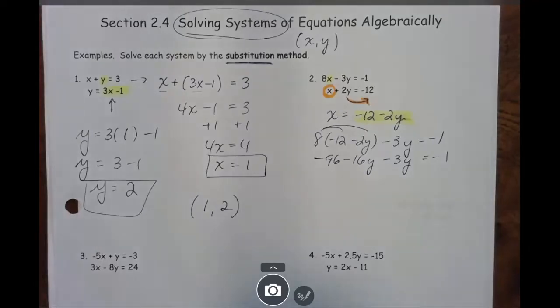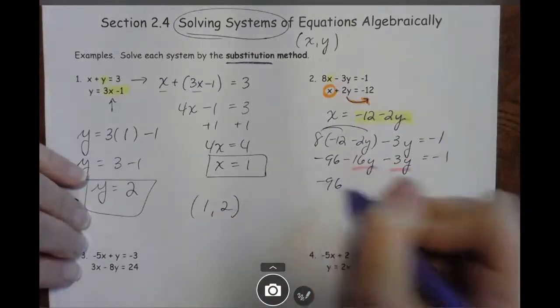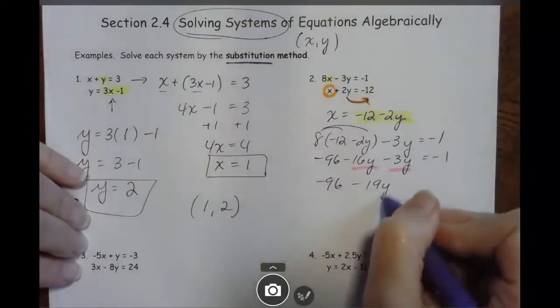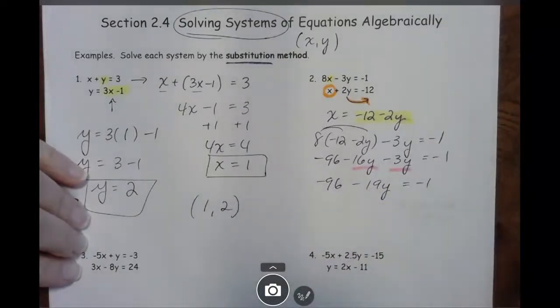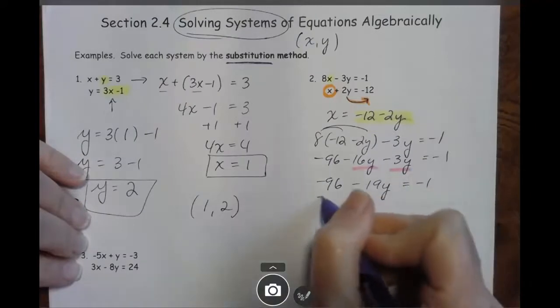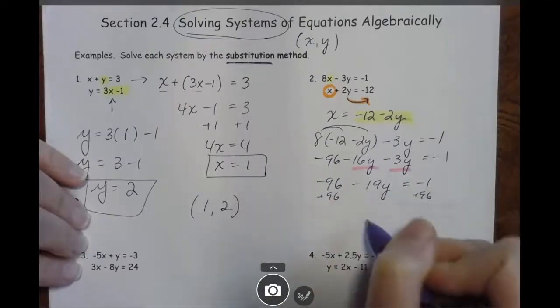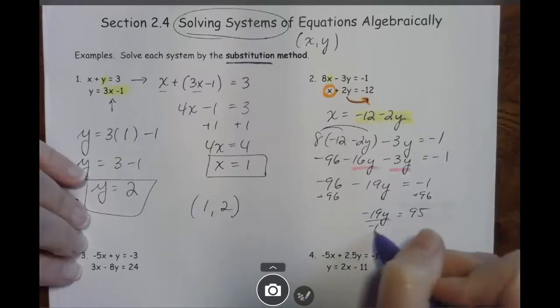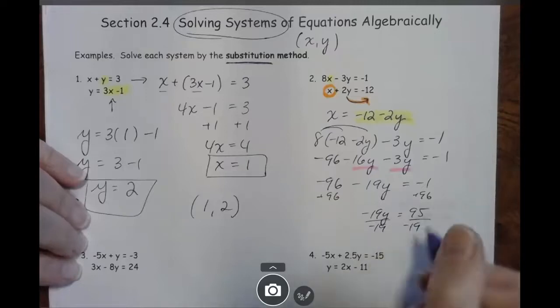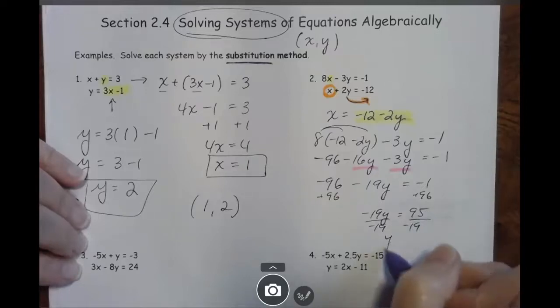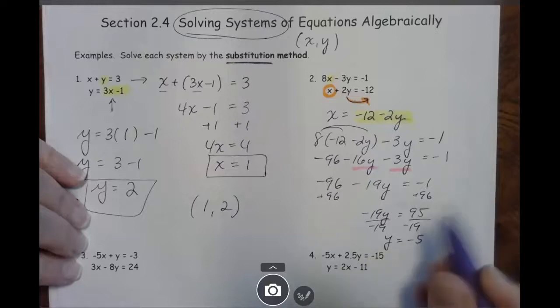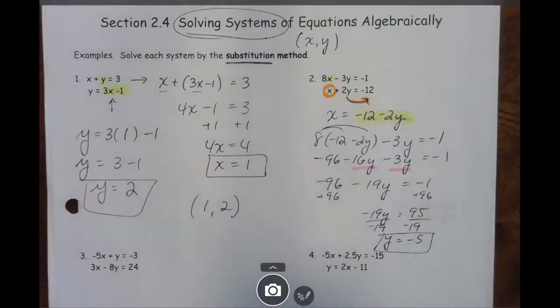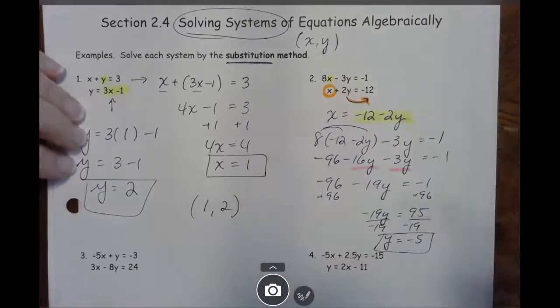We are going to now locate our like terms, which are the y terms. So negative 96 minus 19y equals negative 1. From here, we're solving for y, so I'll be adding 96 to both sides. Negative 19y equals 95. And guess what, ladies and gentlemen? 19 is a factor of 95. y is negative 5.